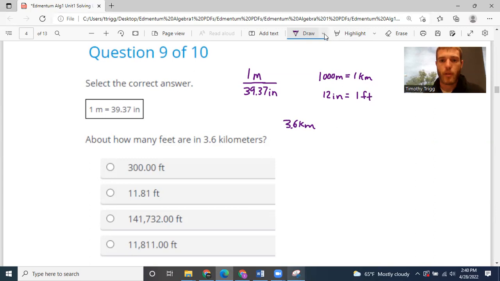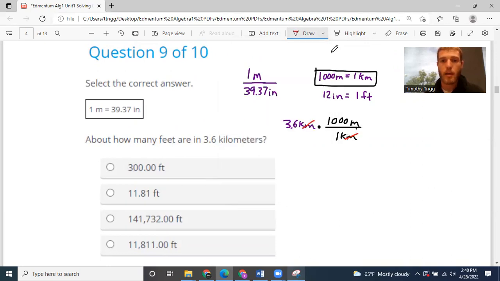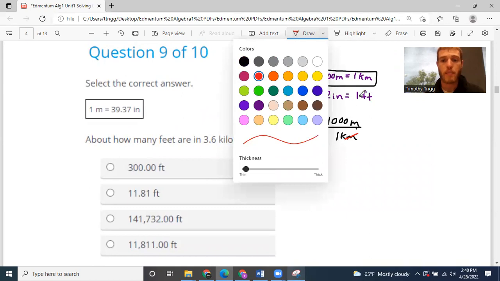So here we're going to multiply by some ratios. I want the kilometers to cancel, so I'm going to use this ratio right here to cancel out my kilometers. I'm going to put the 1,000 meters is 1 kilometer. This will allow my kilometers to cancel. Now I also want the meters to cancel because I want to be left in feet. That's what I want. I want feet.